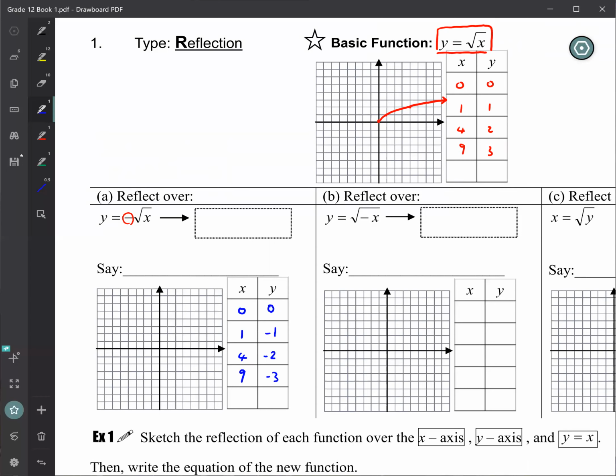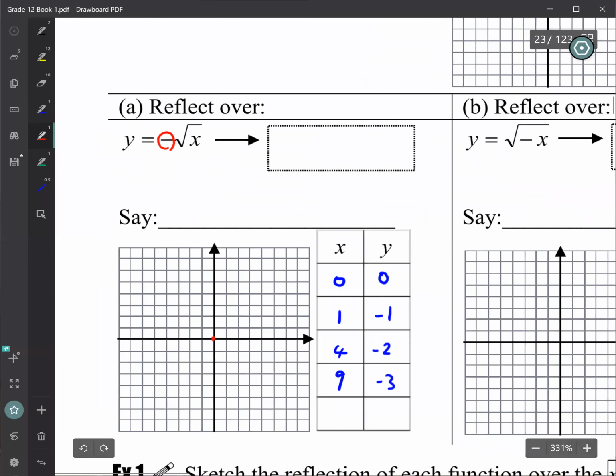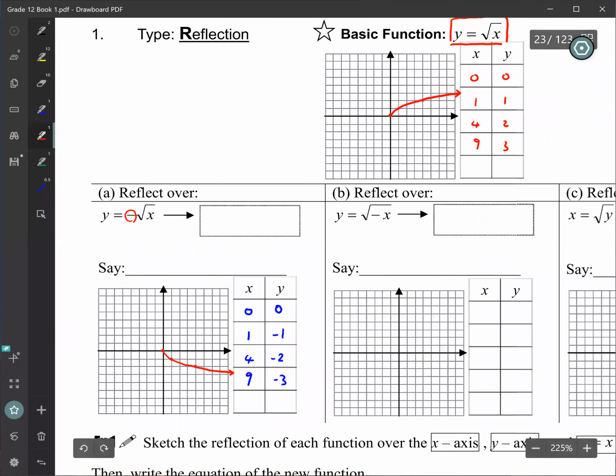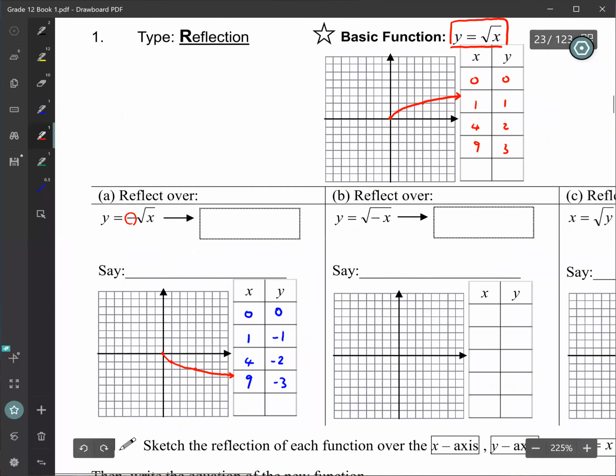So if we follow the points and then draw: (0, 0), (1, -1), (4, -2), and then (9, -3). So this looks like the bottom half of the parabola, right? Remember, we could have a parabola that opens sideways. So the original one is the upper half. This one is flipped down. Flipped over the x-axis. So we call this a reflection over the x-axis.